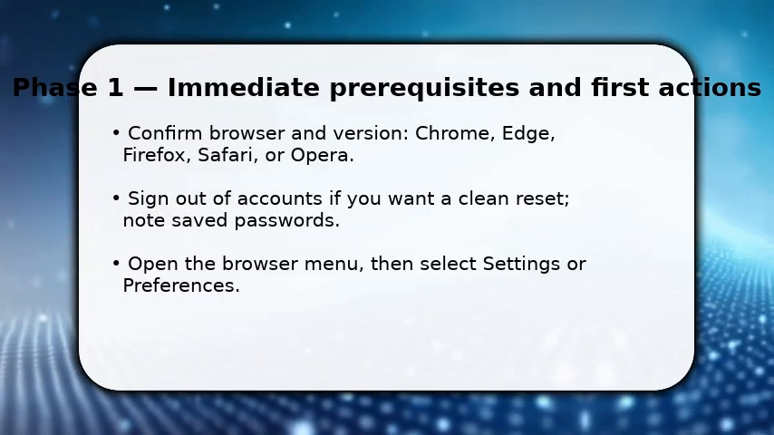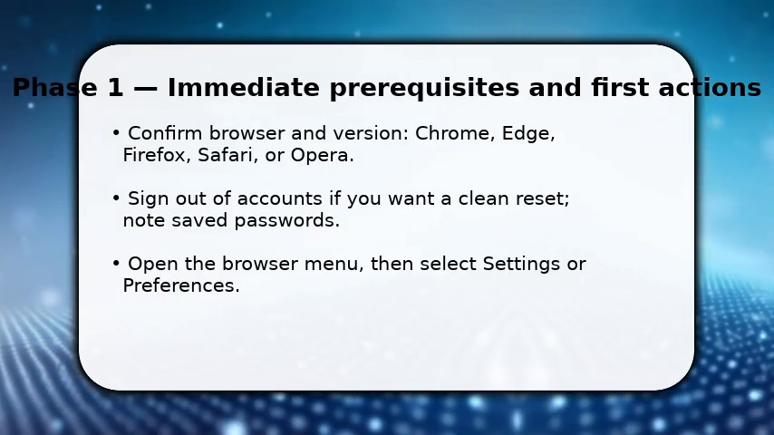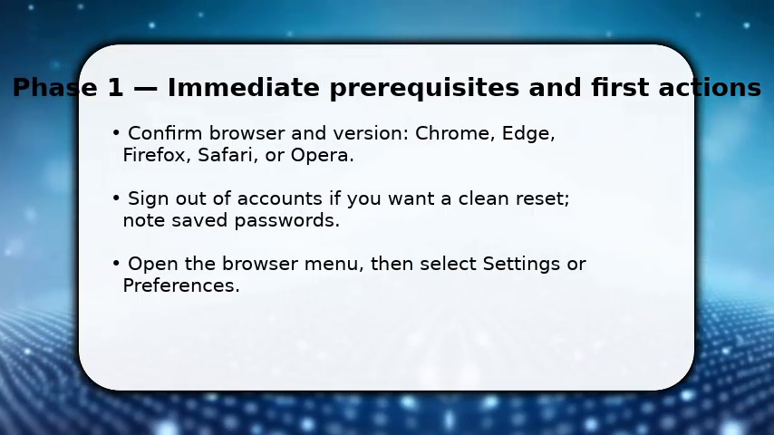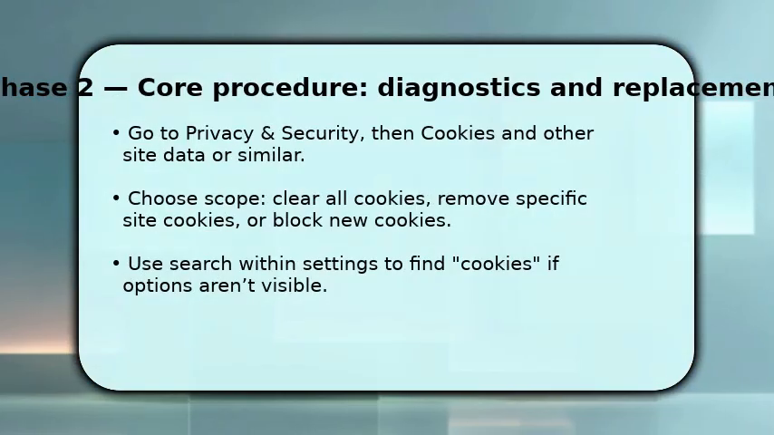Click the menu, choose Settings or Preferences, then find Privacy, Security, or Site Settings. This first step sets the context and ensures you reach the exact controls to manage cookies for all sites or specific domains. Once in Privacy Settings, navigate to Cookies and other site data. This is where you control storage.